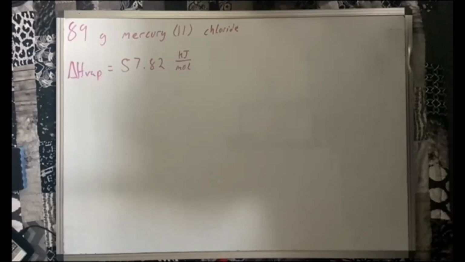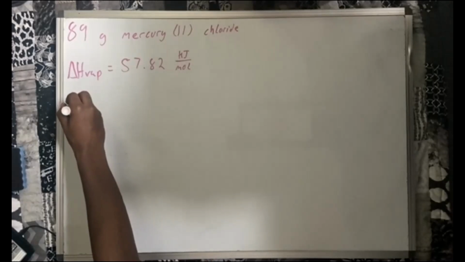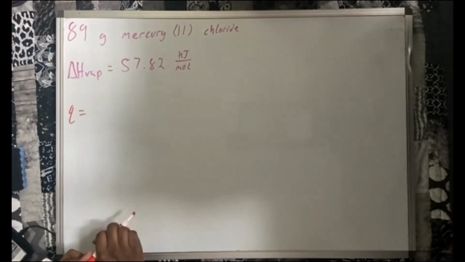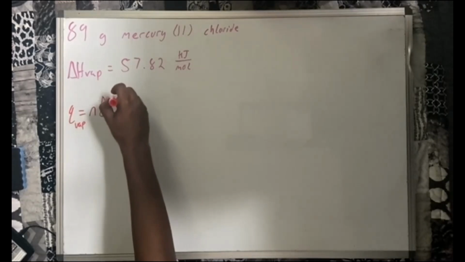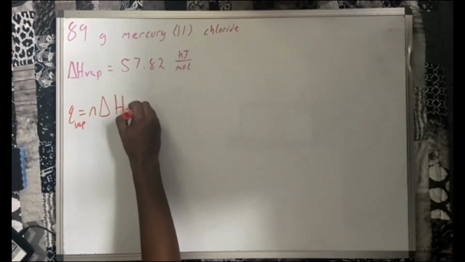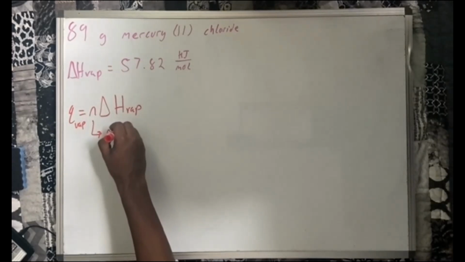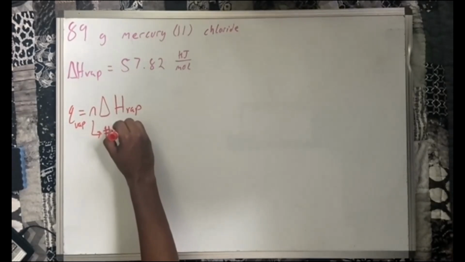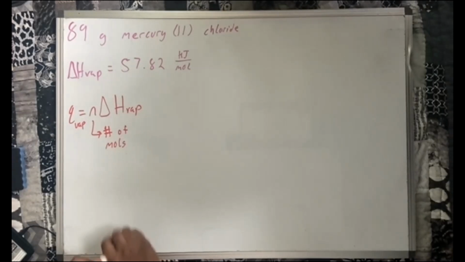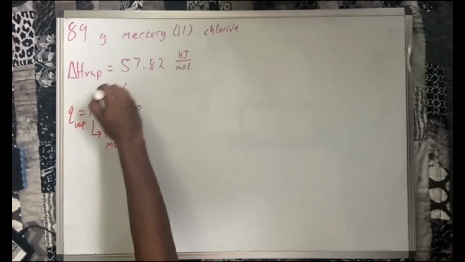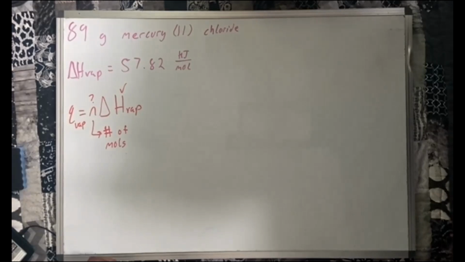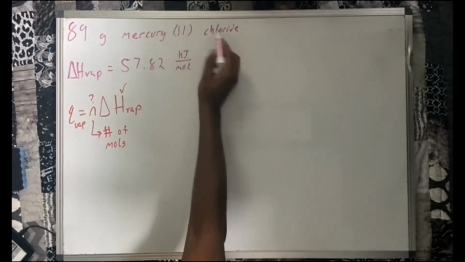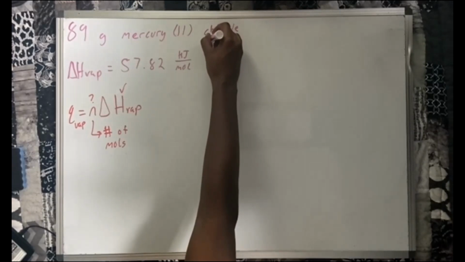Okay, go back and remember that Q, which is what we're looking for, is heat. Q for phase change, Q vap specifically, is n times delta H of vaporization, right? And this n is the number of moles. So we just got to figure out what our n is. Well, to do that, we better figure out what the chemical formula for this is, because we need molar mass.